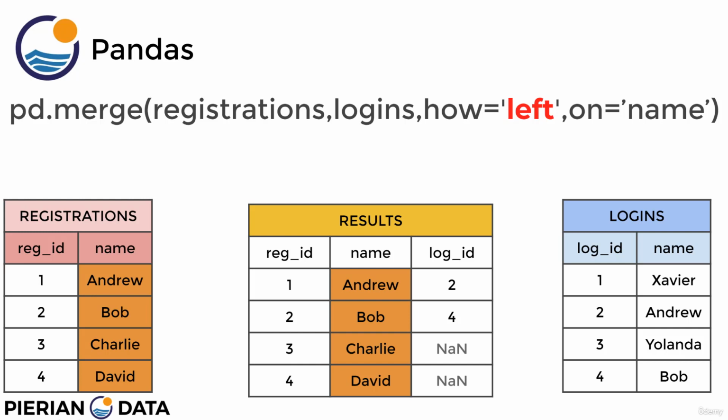However, it should be noted that Charlie and David were not actually present in the logins table, meaning they don't have a log ID associated with them. So that means we're going to fill it in with some null values, those NaN or not a number values. And if you wanted to, you could later filter this out using the missing data methods that we learned about earlier in the course. But this is what it looks like on how is equal to left. We're saying name, which means all the names in the left-hand table need to be present in the results. And that means if they're not in the right-hand table, they're going to be filled in with null values.